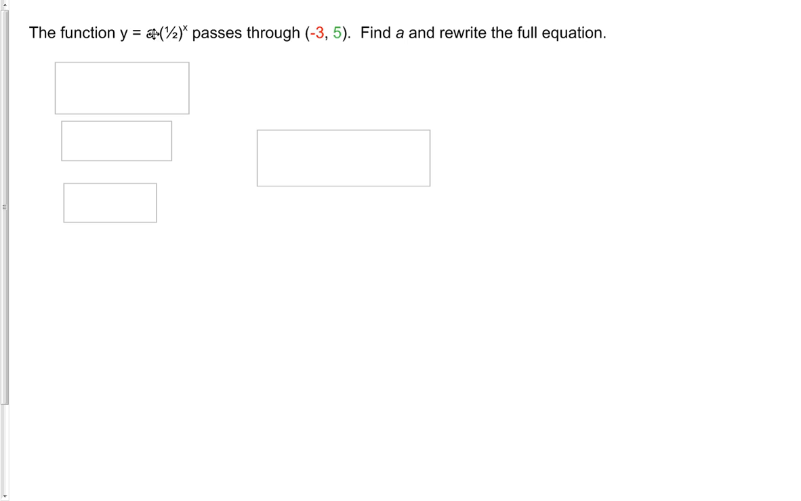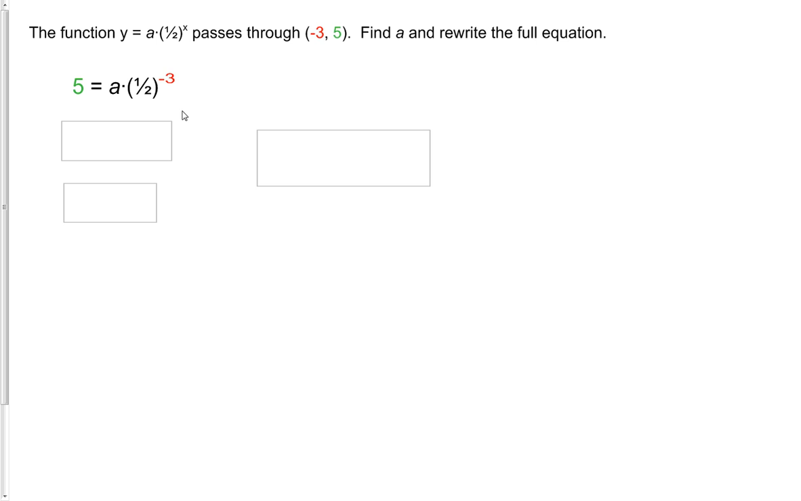Function y equals a times 1/2 to the x passes through -3, 5. Find a and rewrite the full equation. Pop in -3, 5 for x and y respectively here, and we're going to end up with 5 equals a times 1/2 to the -3.